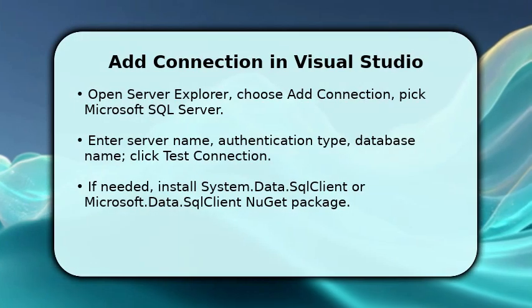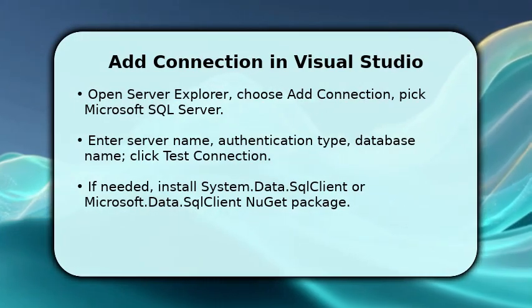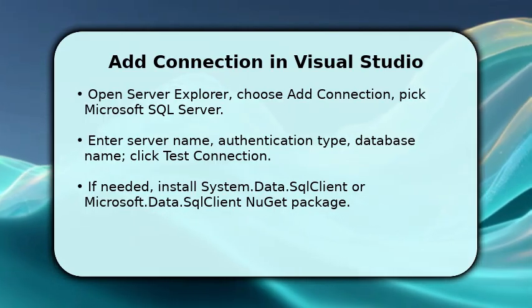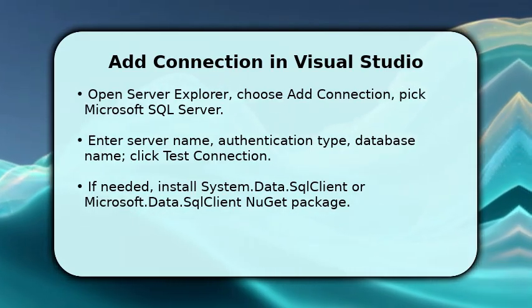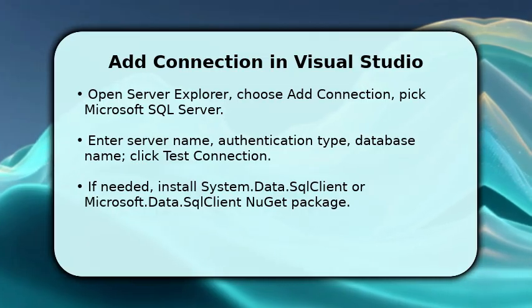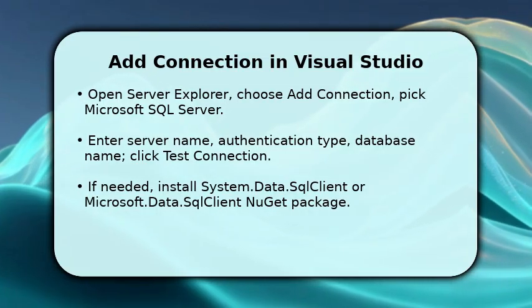Open Server Explorer and choose Add Connection. Select Microsoft SQL Server, type the server name, choose Windows or SQL Authentication, and select or enter the target database. Click Test Connection to validate access. This checks network and credentials immediately.